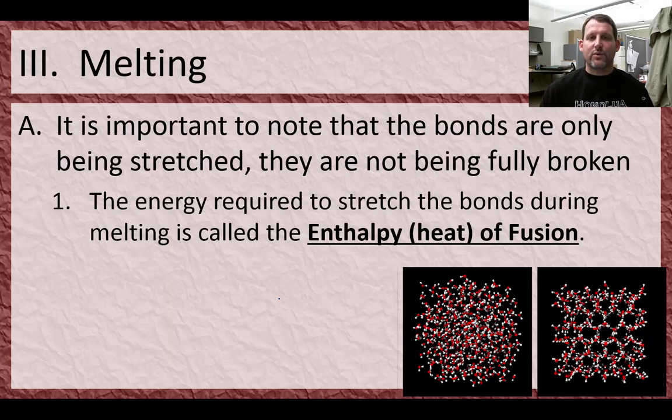And this energy that's required to stretch the bonds during melting has a special name. It's called the enthalpy or heat of fusion. Now, this word enthalpy here is just a fancy way of saying the word heat. In AP chemistry, we'll learn how enthalpy and heat aren't exactly the same thing, but for now we can think of them as virtually the same thing here. So the enthalpy is just a fancy word for the word heat.